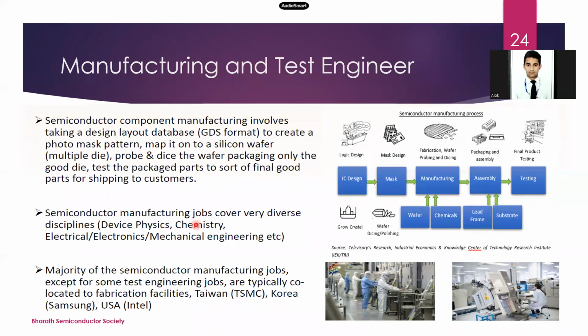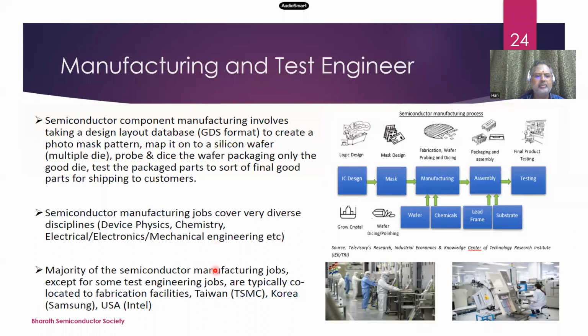So if you want to aspire for a manufacturing job, a manufacturing role, you should be very good in device physics. Your chemistry has to be very strong because a lot of chemicals are involved in processes like etching and metallization, right? So you should have a good knowledge of both. And electrical, electronics, and mechanical engineering are also important if you go to manufacturing, right?